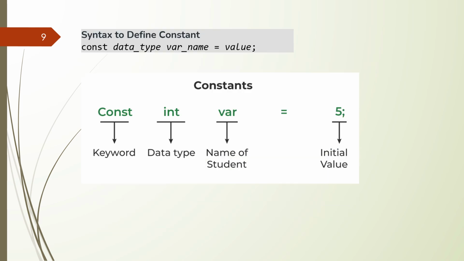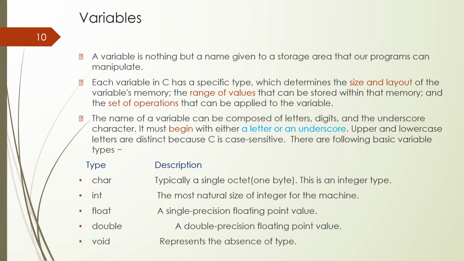The syntax for the constant variable is that you write the const keyword, which is a system defined keyword. Then you define the data type of that variable, whether integer constant, character constant, or floating point constant, then the name of your variable, and then you initialize the value. For example, I have declared the variable var, which is an integer constant, and I have assigned the value 5. So this is the way you define a constant.